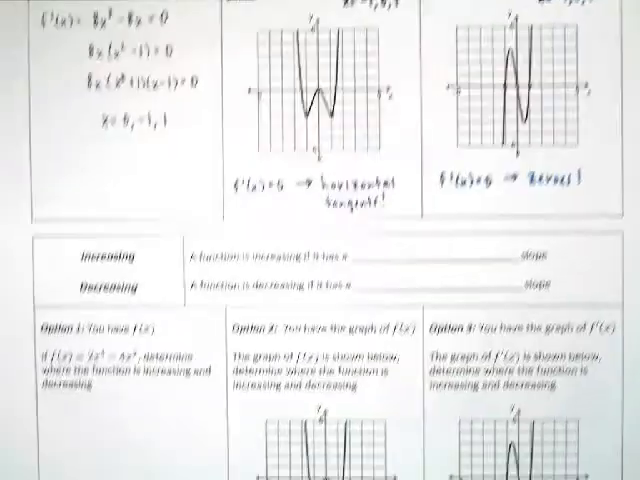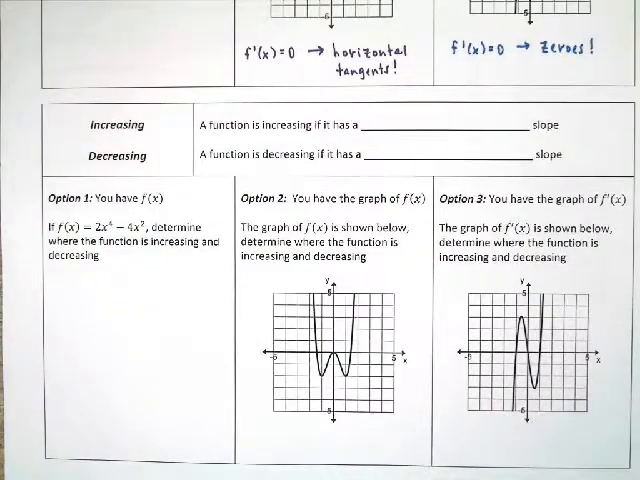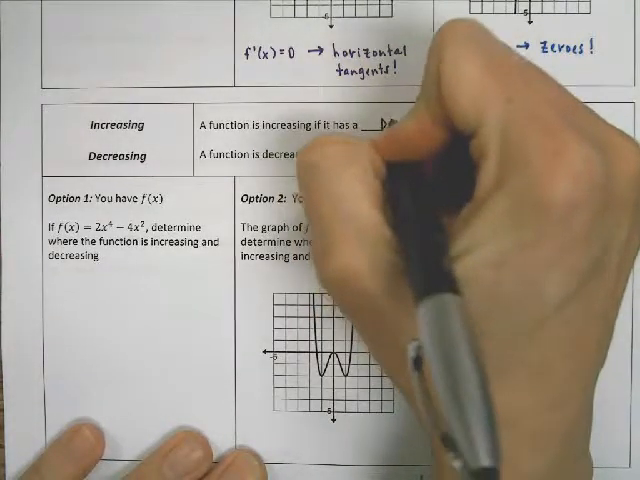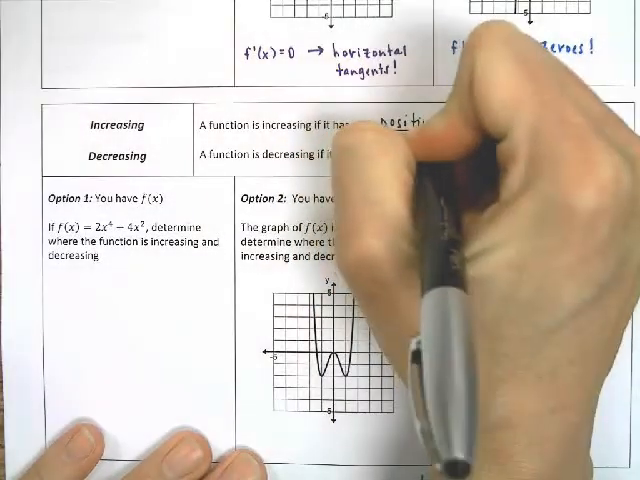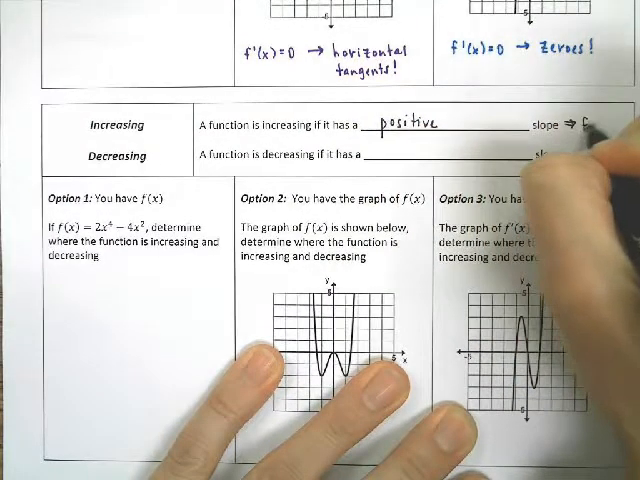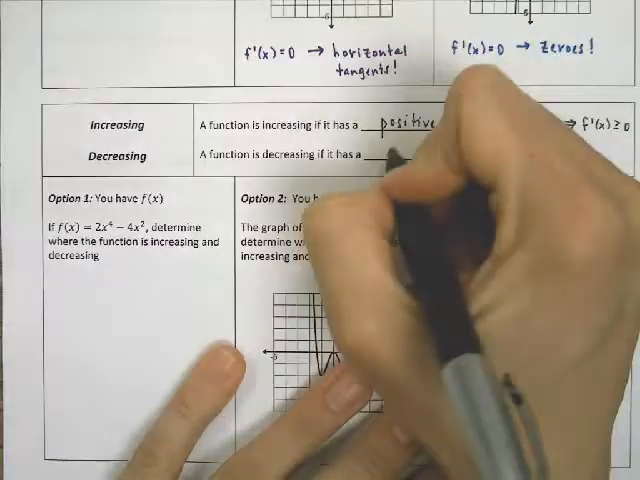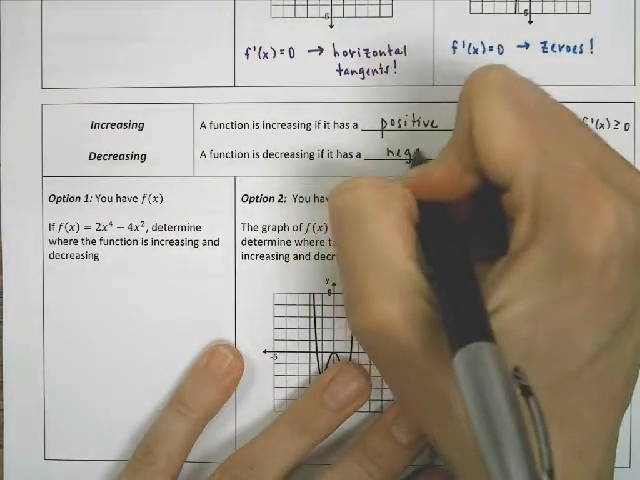Next thing we're going to look at is increasing and decreasing. We know a function is increasing if it has a positive slope. So I'm going to make a note here. We know that's if f prime of x is greater than or equal to 0, and we're decreasing if it has a negative slope.